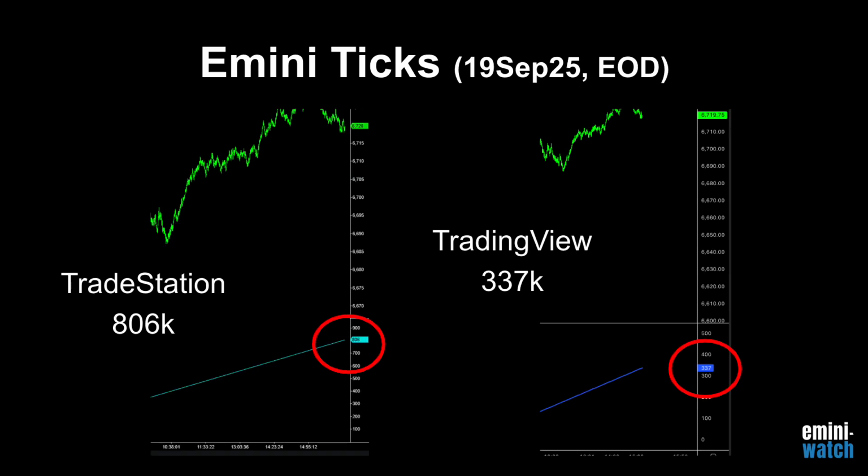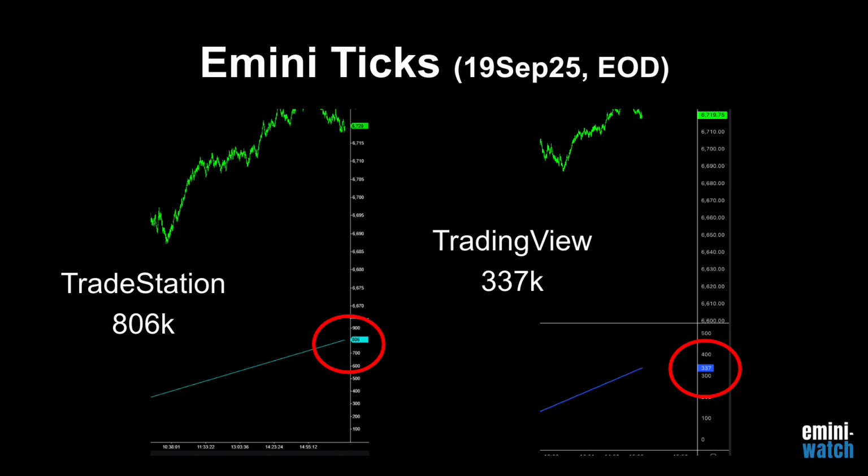Just as an example, this is data from Friday on the E-mini. At the end of the trading day, midnight to the end of the day on Friday, TradeStation recorded 806,000 ticks trading on the E-mini, and the equivalent number in TradingView was 337,000. So it's roughly half the number. The total volume traded was roughly the same. Volume data never matches exactly between what the CME reports and what the different data providers show you, but within a couple of percentage points is pretty good.